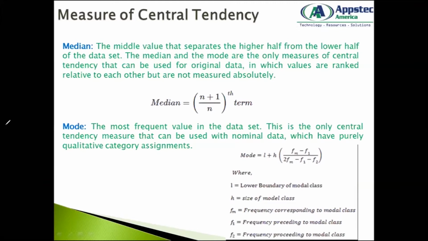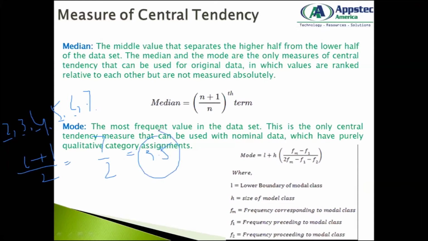Let me just check. I think it is n plus 1 divided by 2 ranked values. So if I take, let's say, 2, 3, 4, 5, 6, and 7, how many do I have? It's 1, 2, 3, 4, 5, 6. So if I say 6 plus 1 divided by 2, which is 7 by 2, which is approximately 3.5, that's the median value.